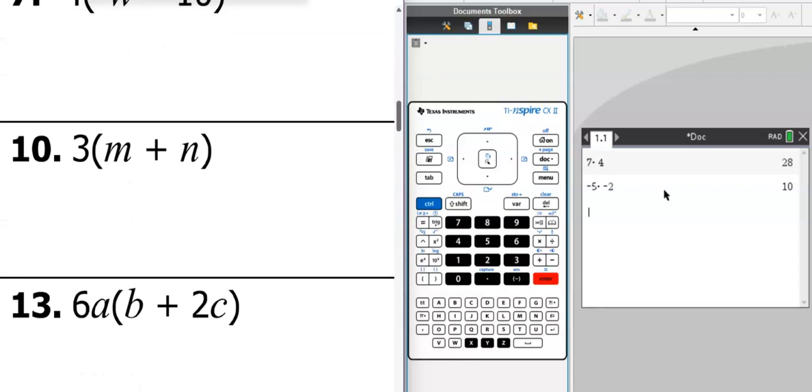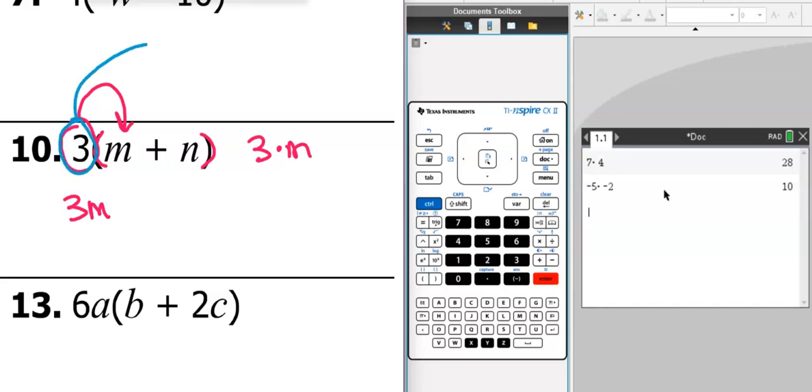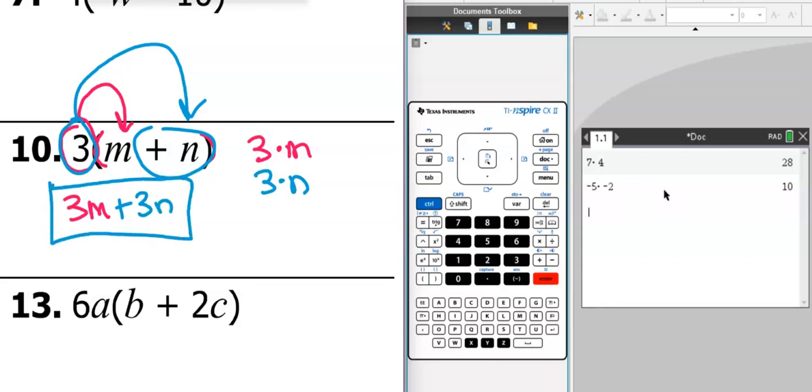Let's try this one. Number 10. I see parentheses. I do not want them. I get rid of parentheses by multiplication. I'm going to multiply the 3 to the m. 3m is just 3m. Then we're going to take the 3 and multiply it to the positive n. 3 times n is a positive 3n. Well, I'm not allowed to combine these because those are two different terms. So we are done.